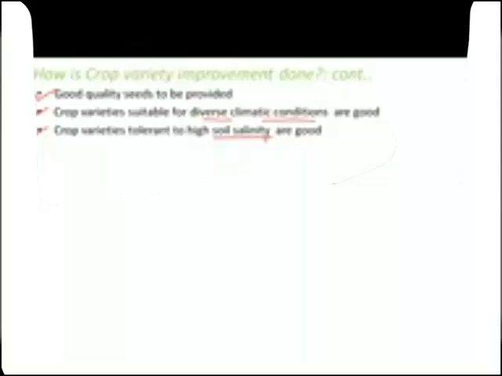So I hope you are clear with crop variety improvement. In crop variety improvement, our main focus was to improve the quality of the seeds or to come up with new improved quality of crops. So we will now talk about crop production.